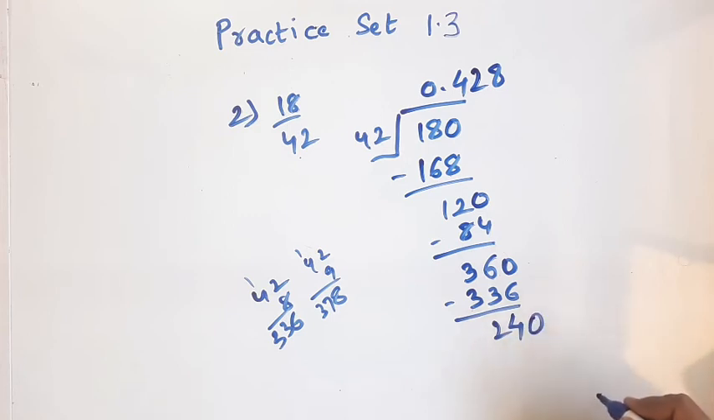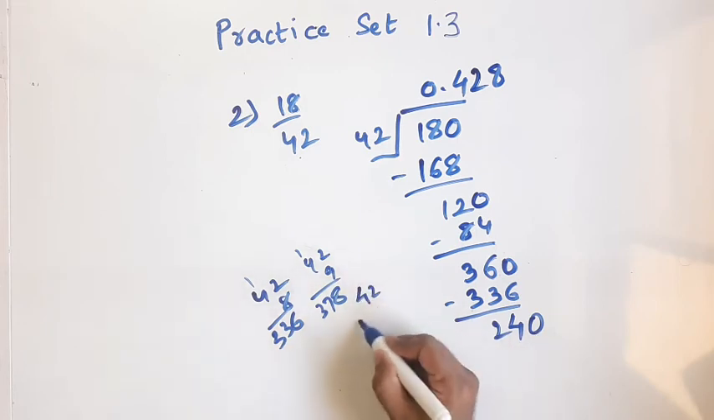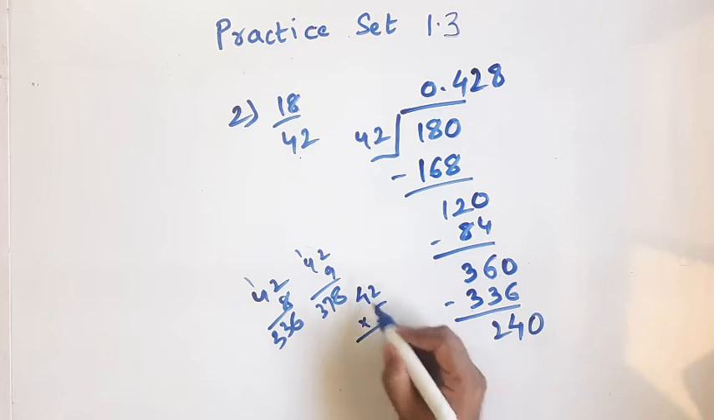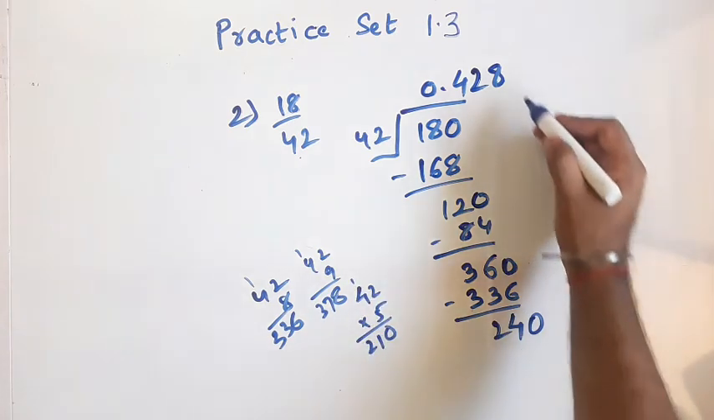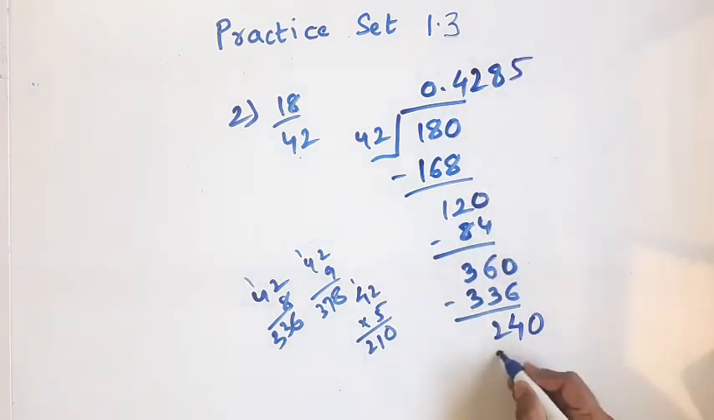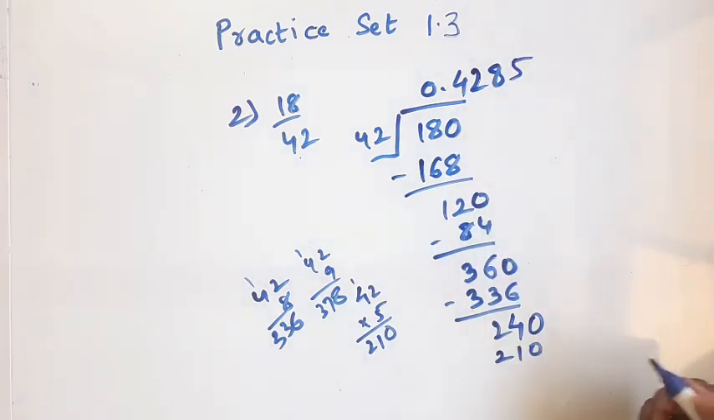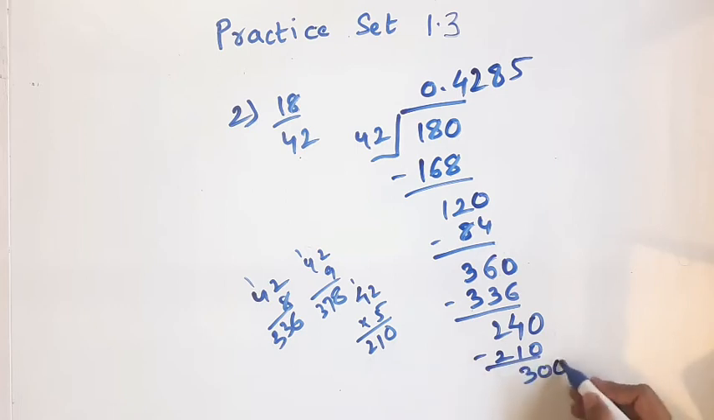This becomes now 240. Now 240 and 4 6s is 240. So I'll take 42 5 times. 5 2s are 10, 5 4s are, this is 210, very close. So 42 5s I'll put 210. What remains is 30. I'll put here 0.